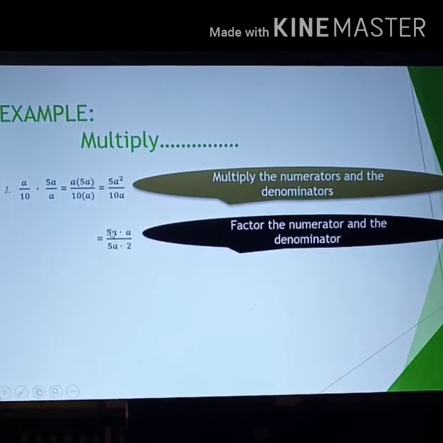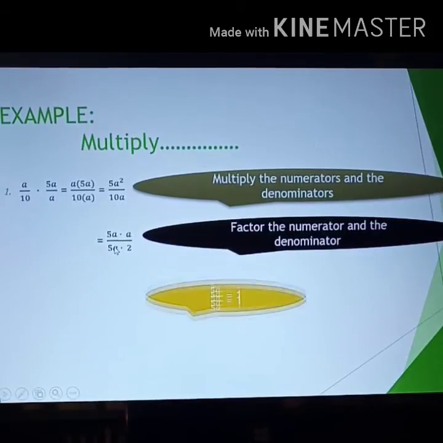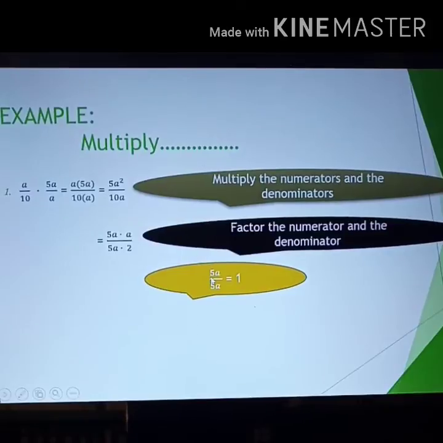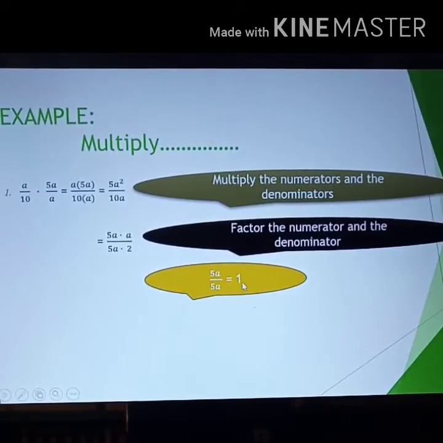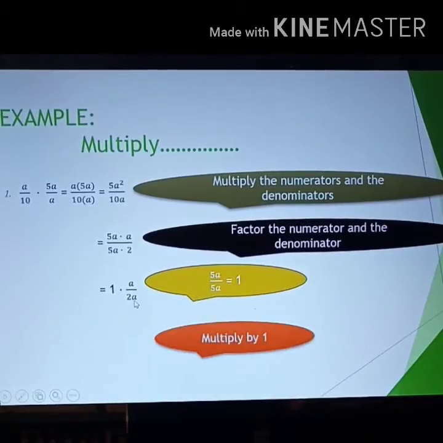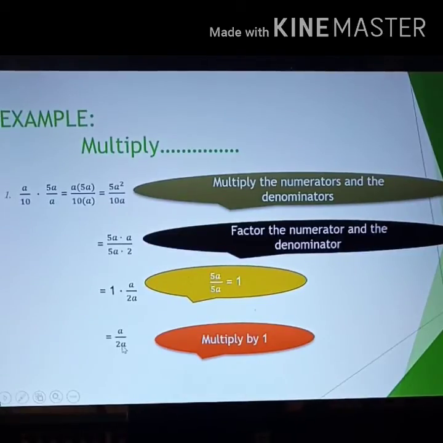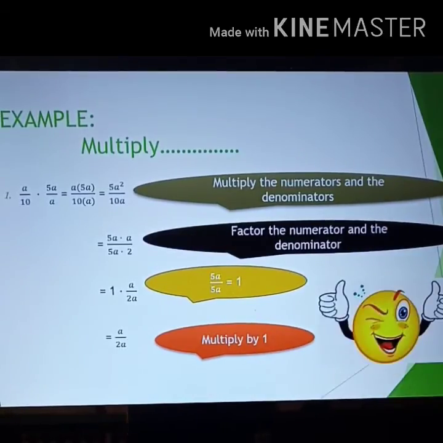So we have here 5a, which is the common factor of both the numerator and the denominator. We have 5a times a, and the denominator 5a times 2. Next, we all know that 5a divided by 5a is equal to 1. So, 1 times a over 2a is equal to a over 2a. Did you get it? Okay, thank you.